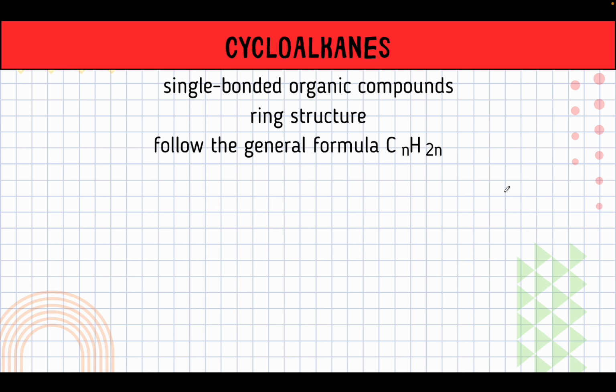Now, in naming cycloalkanes, it's almost the same. Again, cycloalkanes are single-bonded organic compounds that have a ring. Unlike alkanes, they follow the formula CnH2n. So meaning if you have 3 carbon atoms, the number of hydrogen atoms is 6. Now remember, cycloalkanes have more priority than alkanes. So if you have a cycloalkane and alkane in a single compound, the name would be based on the cycloalkane.